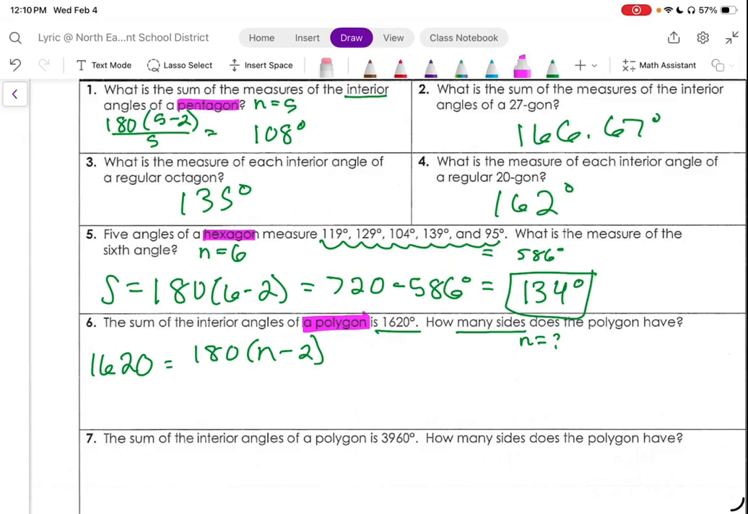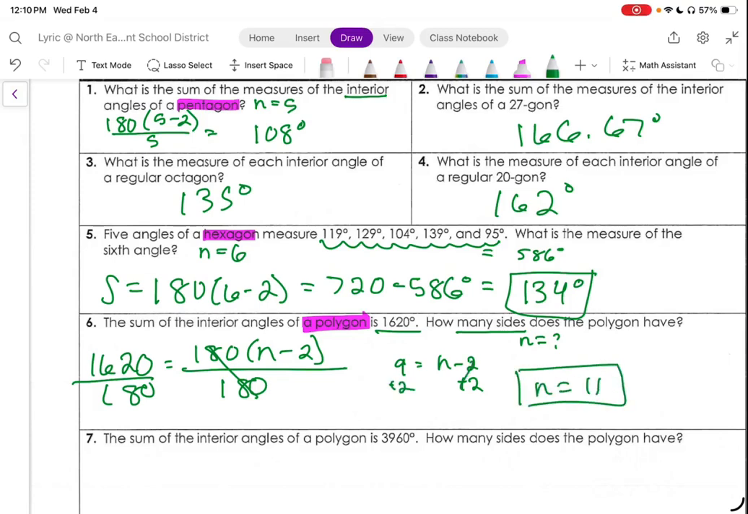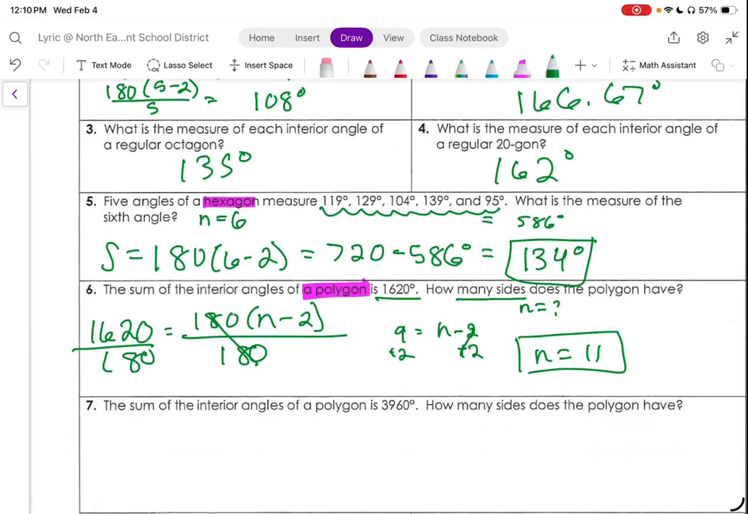Now we can solve for n. We divide by 180 on both sides, leaving us with n minus 2 equals 9. Add 2, and we get n equals 11. Not a lot of space here, but we're working with it.